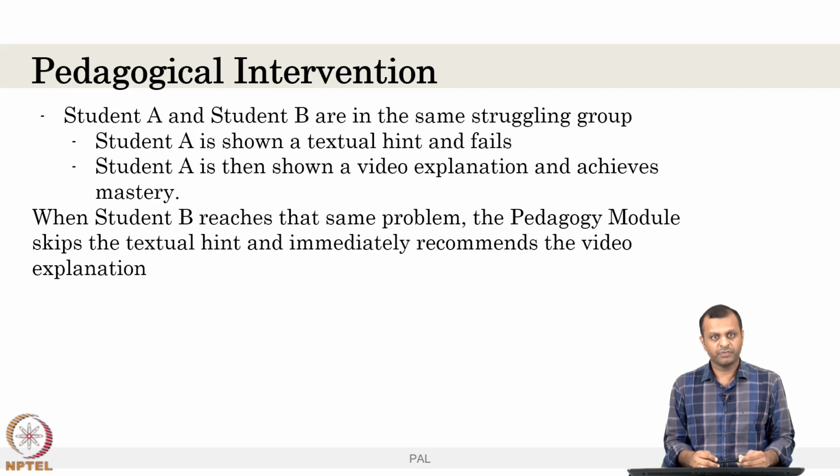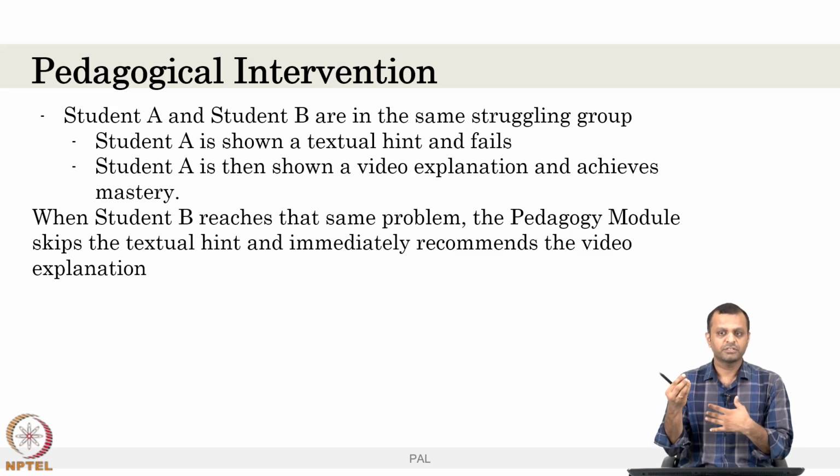In a product collaborative filtering, if A and B are in the same struggling group, A is shown a textual hint and fails, and A is then shown a video explanation and achieves mastery. Okay, both students are in the same group, and we know that A is not doing well with the textual hint and is failing, but when shown a video is able to do well. When student B has the same problem, instead of showing the textual hint, the system would give the video explanation immediately. No need to even give the textual hint.